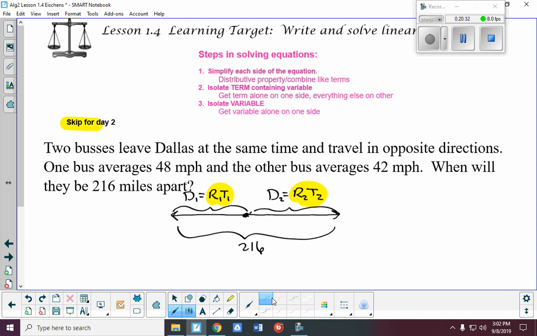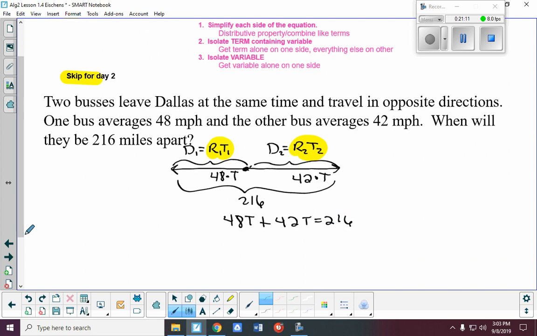So let's fill in what we know. One bus averages 48, so that bus, the rate is 48. The other bus averages 42. And when will they be 216 miles apart? We don't know the time, so that's going to be t. That's our unknown. And so this is the distance of the first one. This will be the distance of the second. We want to add those together and have them equal 216. So 48t plus 42t equals 216. So we solve that.